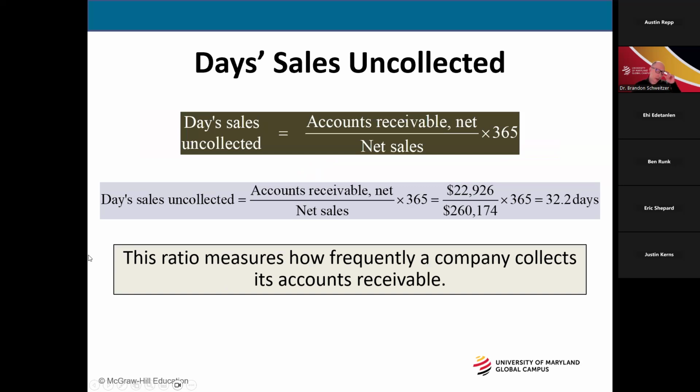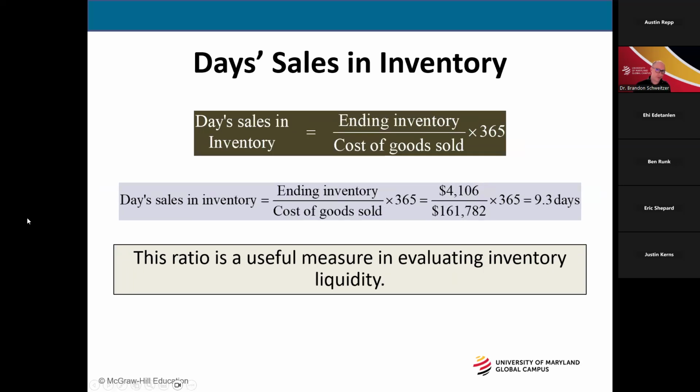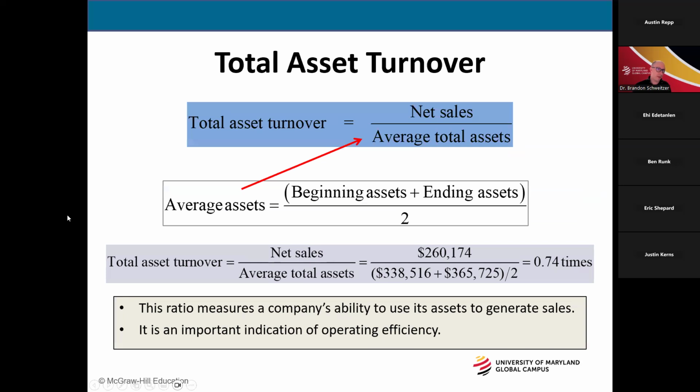Days sales uncollected is how long it takes for them to receive payment from their customers that pay on accounts receivable. It's accounts receivable divided by sales times 365. Days sales in inventory is how long inventory is sitting on our shelf. It's ending inventory divided by cost of goods sold times 365. Total asset turnover is total sales divided by average total assets: beginning balance total assets plus ending balance total assets divided by two.